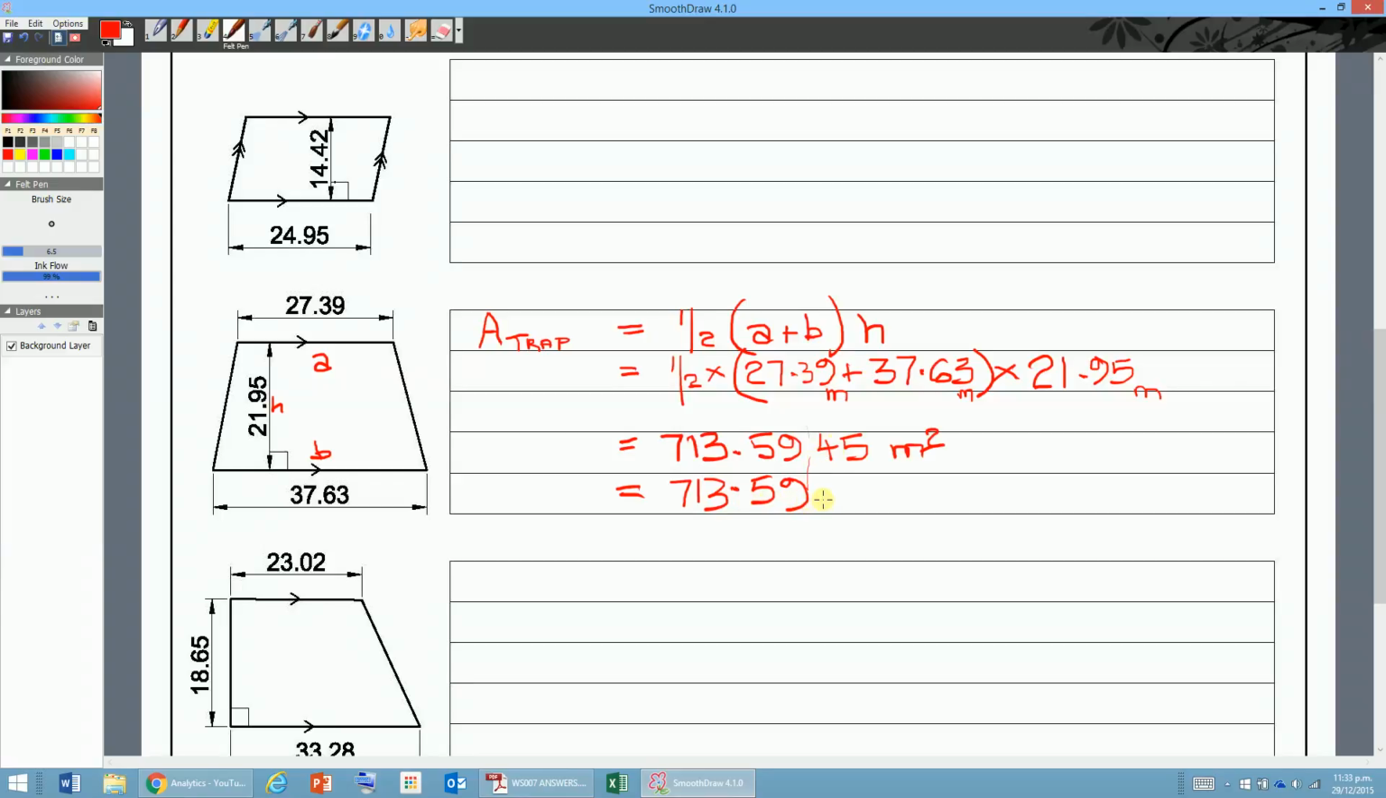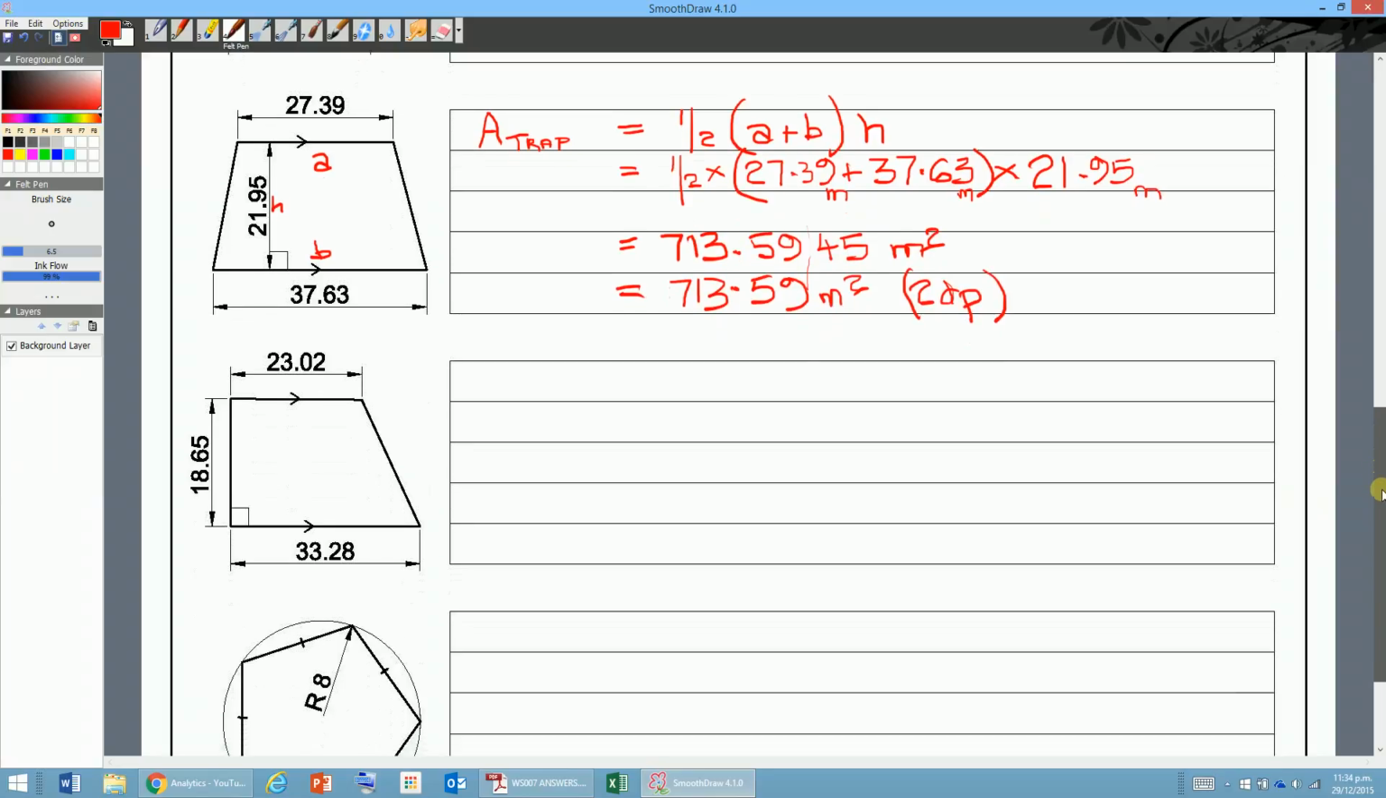Meters squared and to 2 decimal places. And yeah, there you go. 713.59 meters squared, 2 decimal places. We usually put that in brackets, like so. We try and keep the equal signs in a line, like that, all the time. Just gives us a point of reference for our things. Alright, so that's the trapezium there.